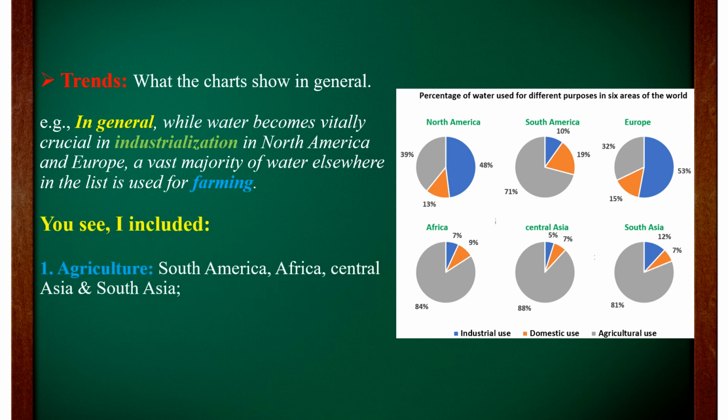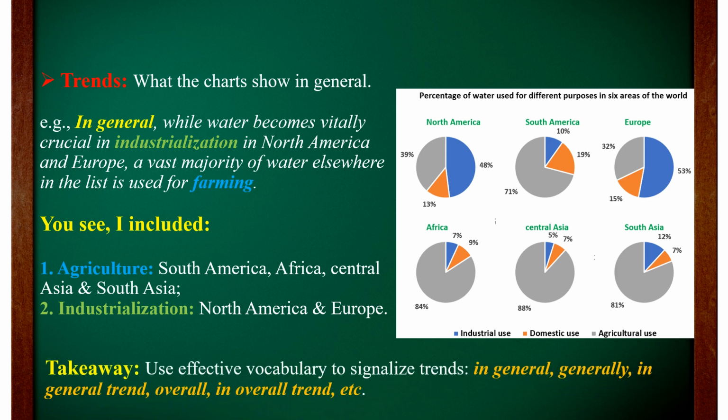Water used most in agriculture in 4 countries and used most in industrialization in other 2 countries. One key takeaway in this section is to use effective vocabulary to signalize the reader to the trend, such as in general, generally, in general trend, overall, in overall trend, etc.